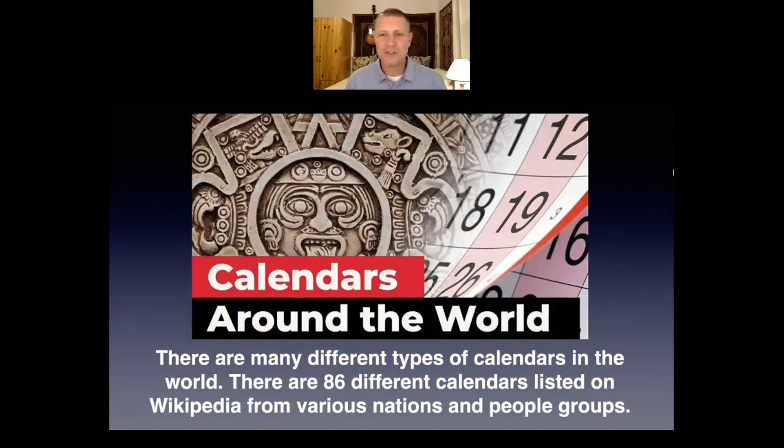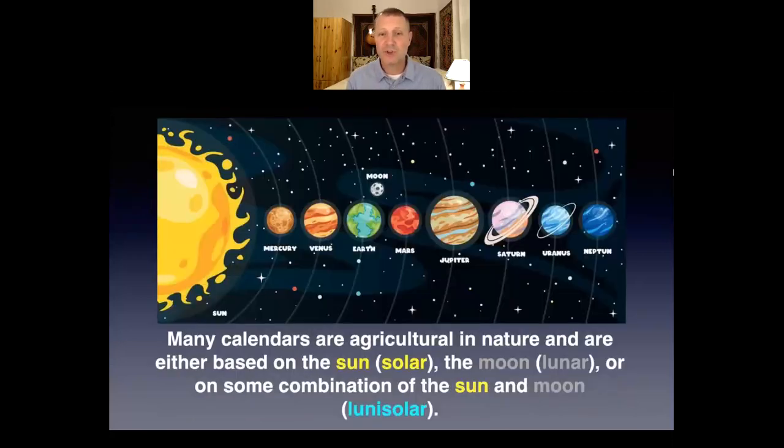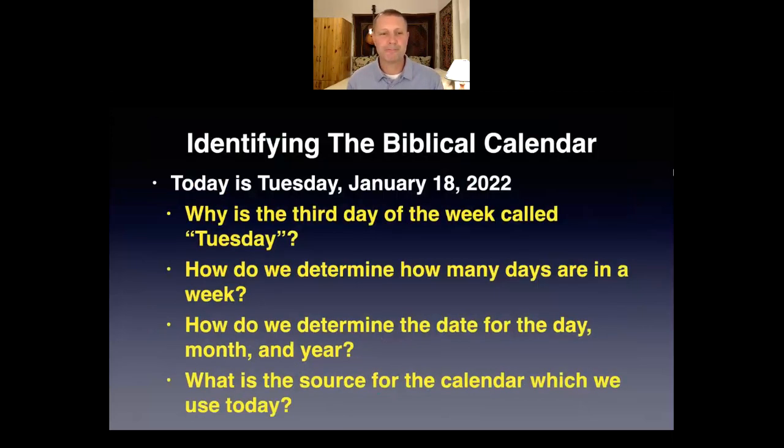Now, there are many different types of calendars in the world. There are 86 different calendars listed on Wikipedia from various nations and people groups. And I'm sure there are many others, past and present calendars, which have been and are still being used. Many calendars are agricultural and are either based on the sun, meaning they're solar, or the moon, lunar, or some combination of the sun and moon. And we call that lunisolar.